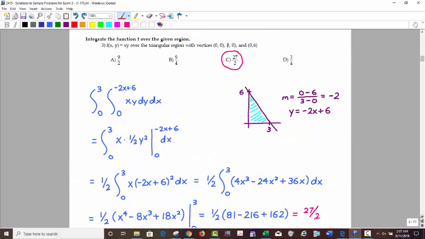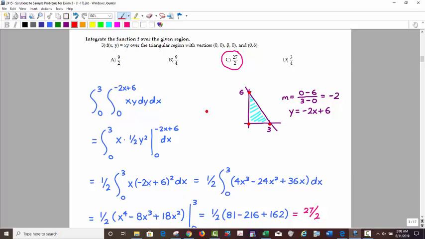Number 3. So now here's one where we have to set up the limits of integration. That's when it always gets a little more challenging. So the function we're integrating is xy over the region of the triangle with vertices 0, 0, 3, 0, and 0, 6. So I plotted those points out. So here's 0, 0, 0, 6, 3, 0. I drew a bounded region amongst those points.